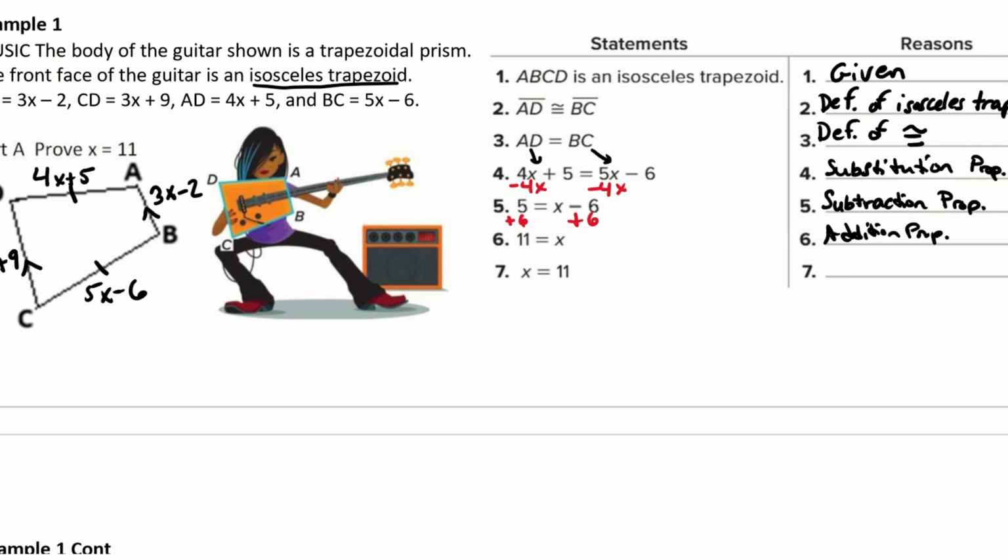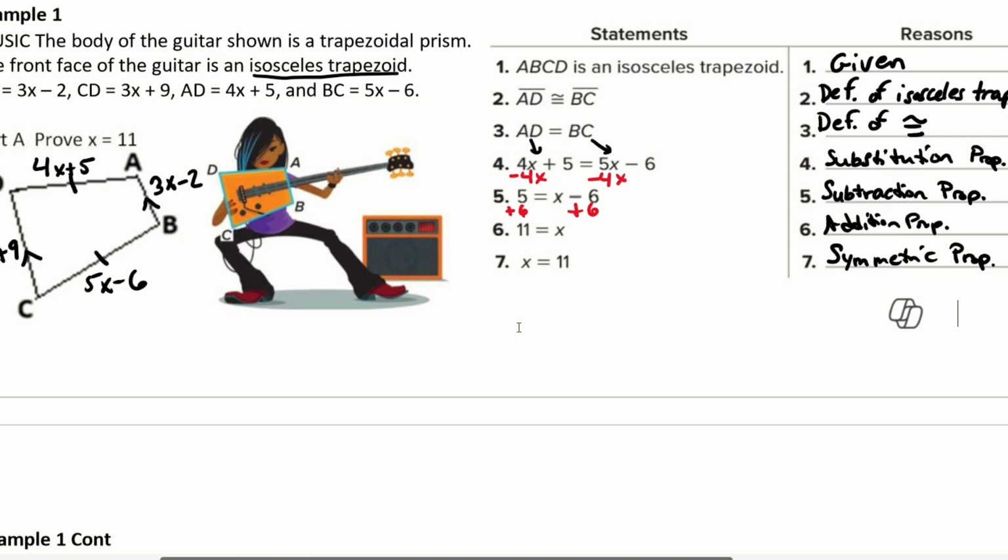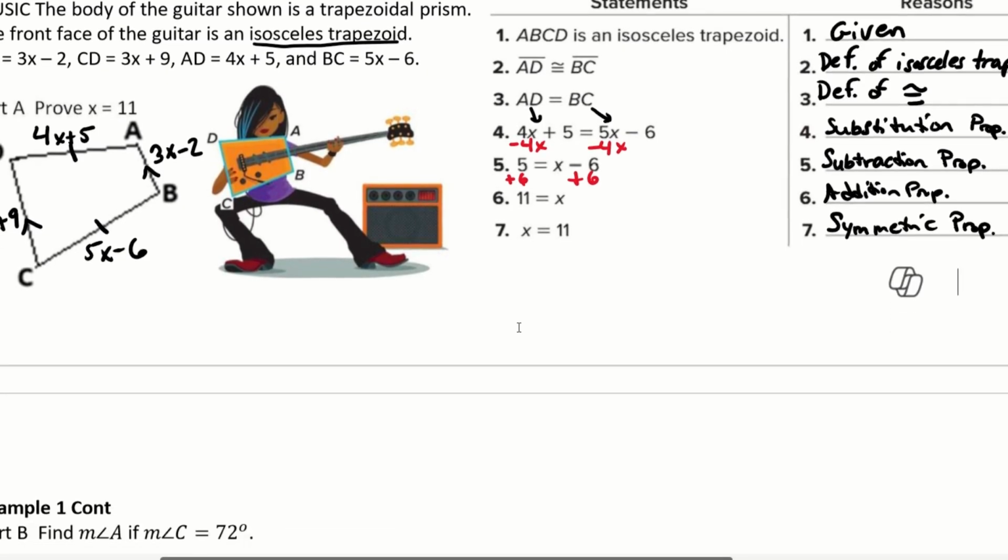All right, and if 11 is equal to x, then x is equal to 11. So when you switch them, where you have a equals b, then b equals a, we call that the symmetric property. There you go. So we now know that x is equal to 11. We've proven that x equals 11 with an algebraic, geometric type of proof.